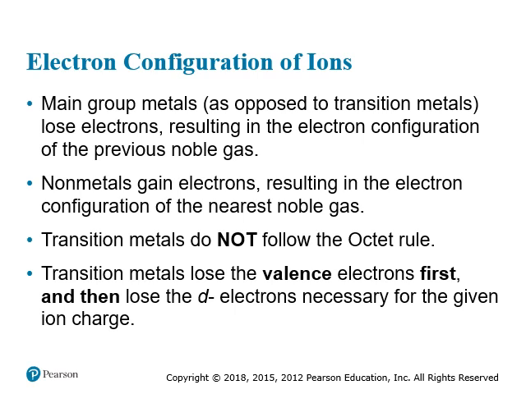Oftentimes, we will see that transition metals can form ions with multiple charges. For example, titanium can form an ion with a charge of +2 or +4. Cobalt can form an ion with either a charge of +2 or +3.